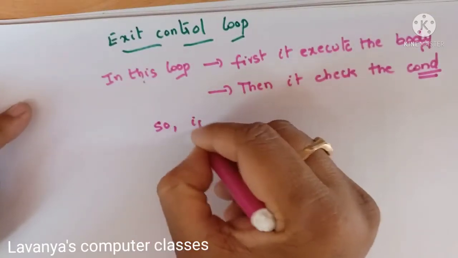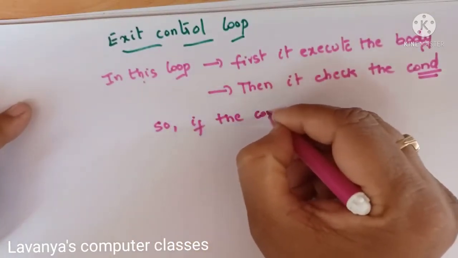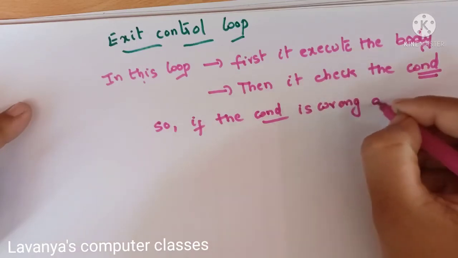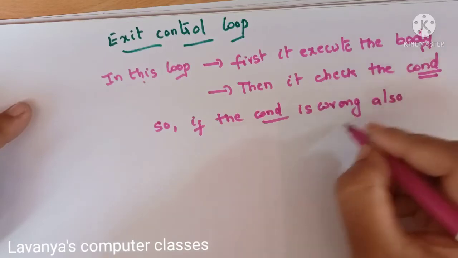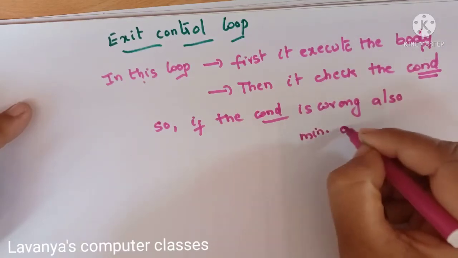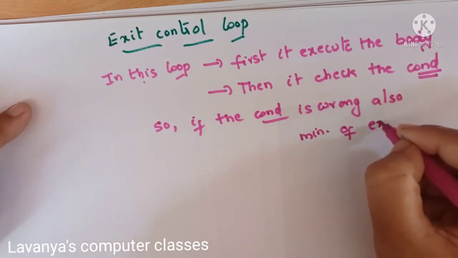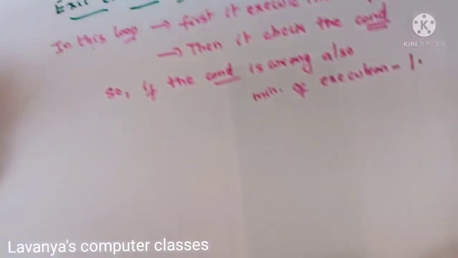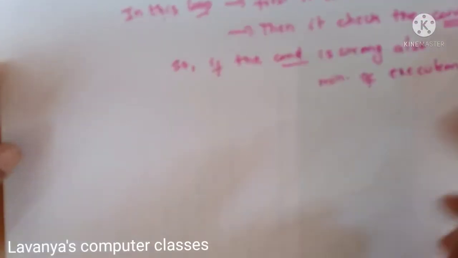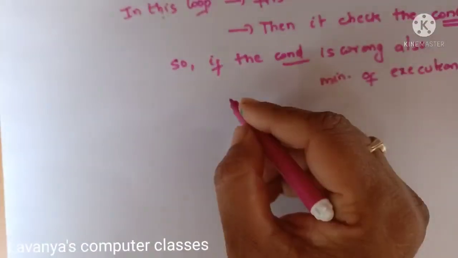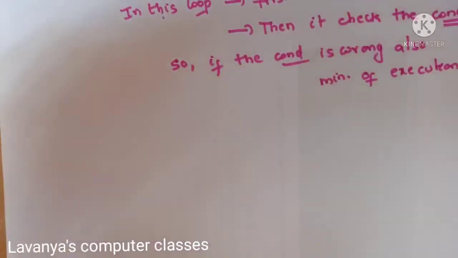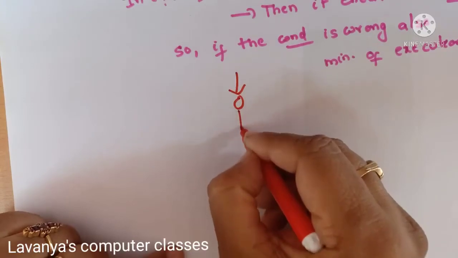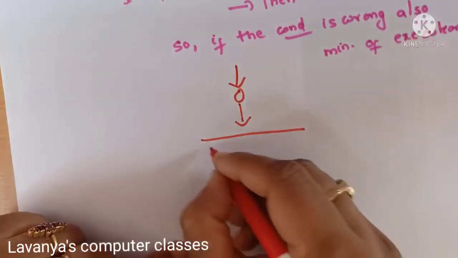So exit control loop means first it executes the body of the loop, and only then checks the condition. That means the condition is checked only at the time of ending, not in the beginning stage. So the minimum number of times of execution in exit control is 1, because it does not check the condition first. Even if the condition is false, at least it will execute once. After it is executed once, only then it checks the condition. So the minimum number of times for exit control is 1.